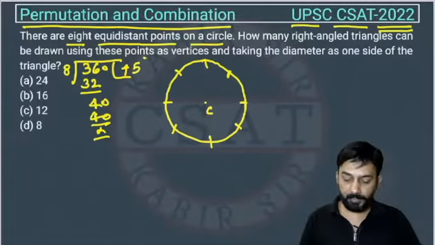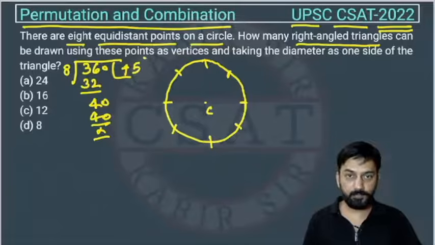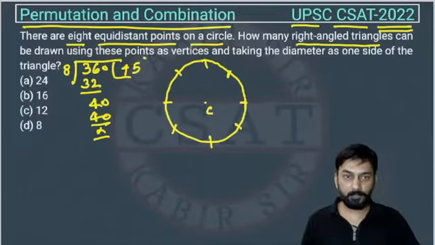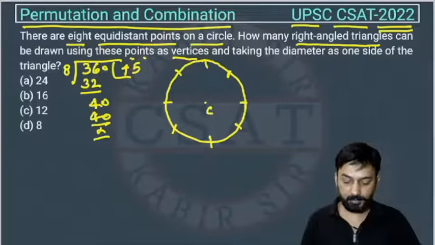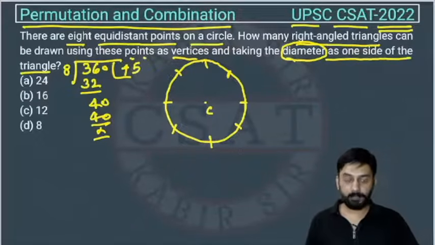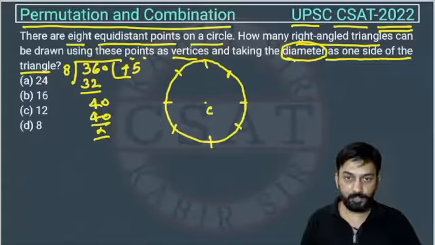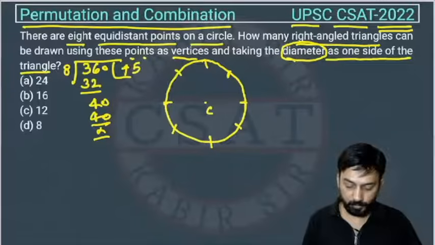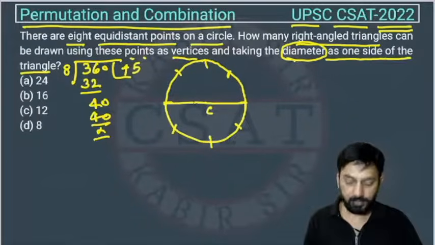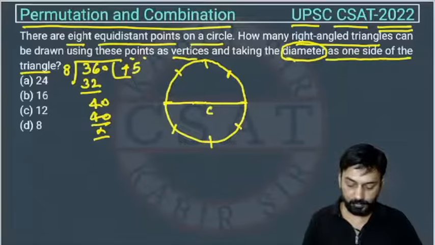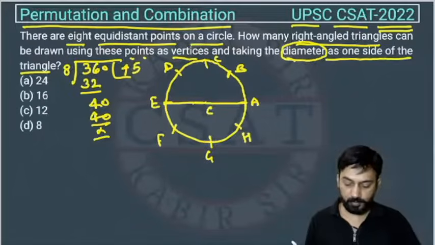Now, how many right angle triangles can be drawn? We have to see how many right angle triangles can be drawn using these points as vertices and taking the diameter. This is very important, we are taking the diameter as one side of the triangle. So we have to check the right angle triangles which are formed through the diameter. With these 2 points we can draw this diameter. Suppose these are points A, B, C, D, E, F, G and H.